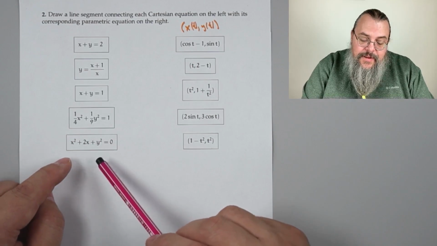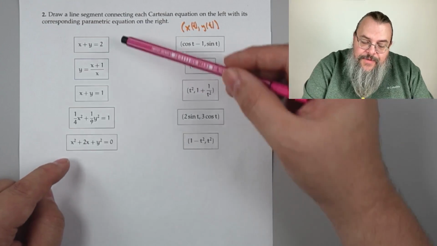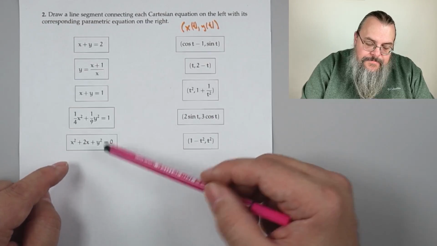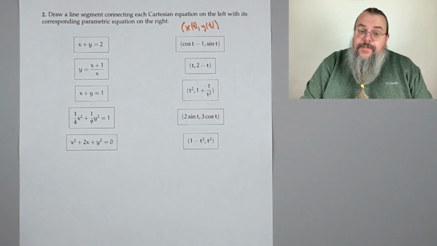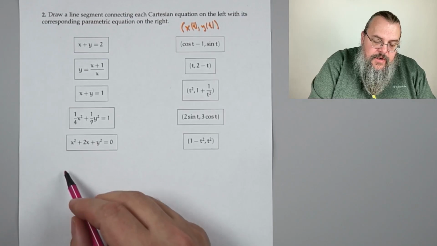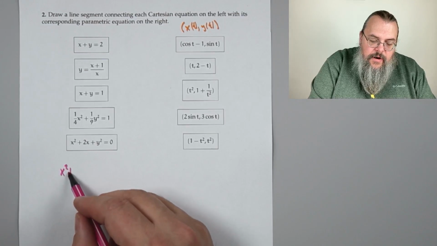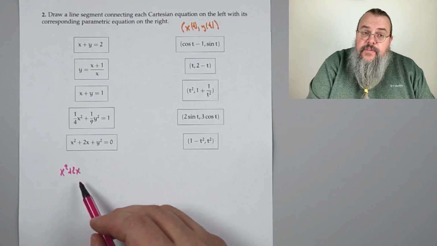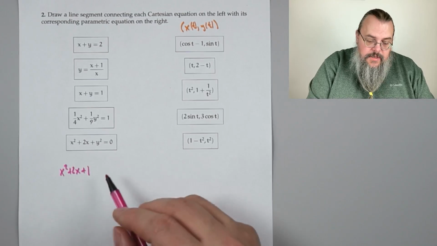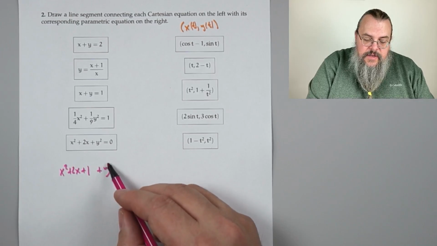And then we come to this one. x squared plus 2x plus y squared equals 0. Well, we've kind of eliminated this. And does it work? I think it does. Let's just check. Notice this x squared plus 2x plus y squared. If you almost have a perfect square at the start, let's make it a perfect square. Add 1. And then, of course, you have your y squared.